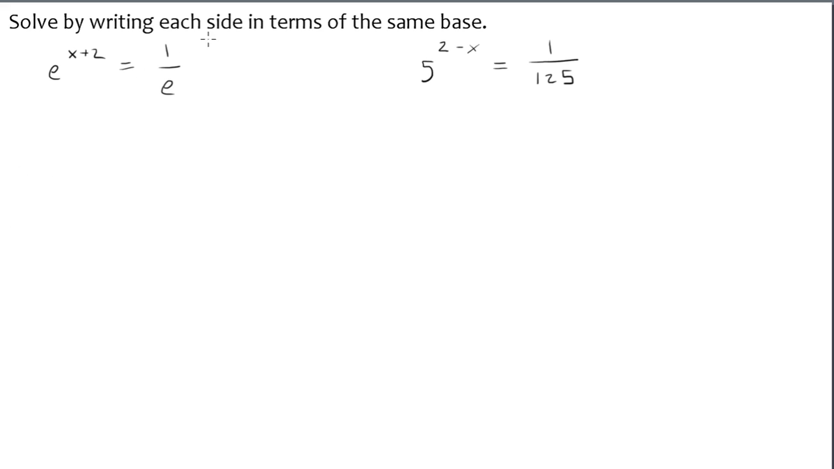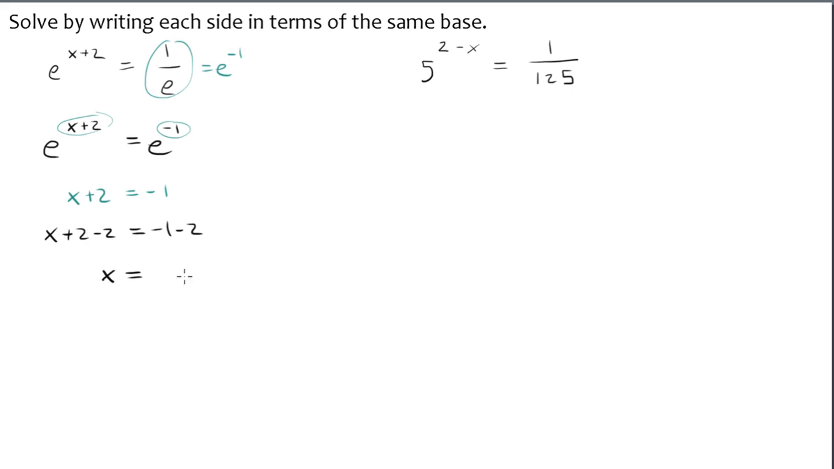We're going to do the same thing here. We're going to write each side in terms of the same base. And on the left, e to the x plus 2 is equal to 1 over e. Well, 1 over e is e to the negative 1. So what this is, e to the x plus 2 is equal to e to the negative 1. And then we're going to take x plus 2 and set it equal to negative 1. So that means we're going to take x plus 2 minus 2 is equal to negative 1 minus 2.